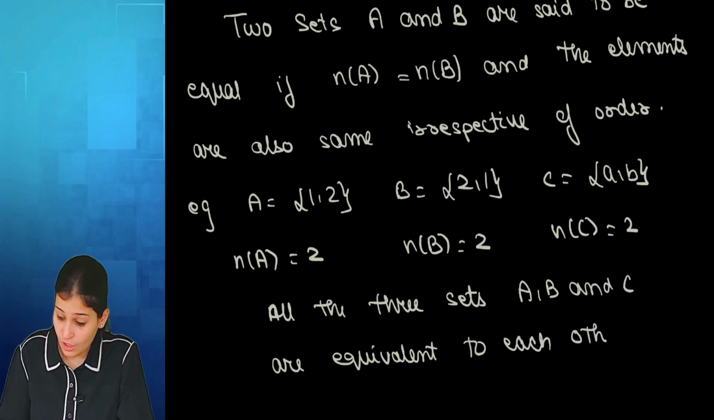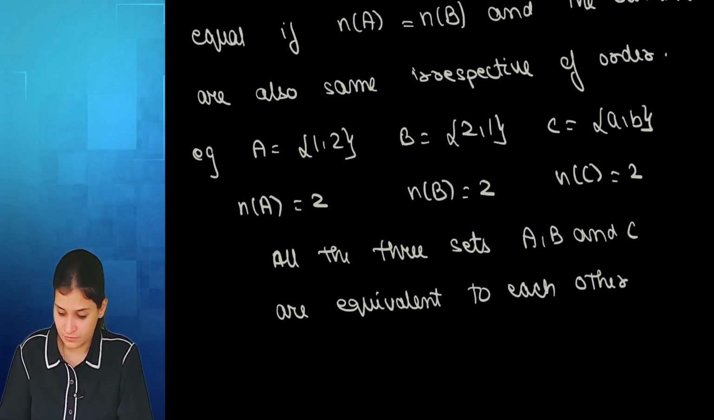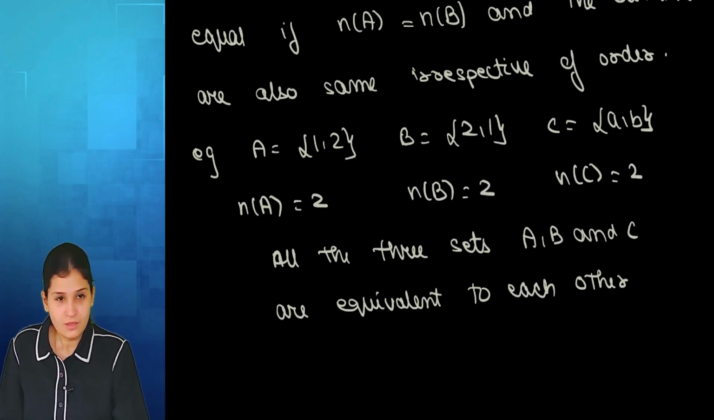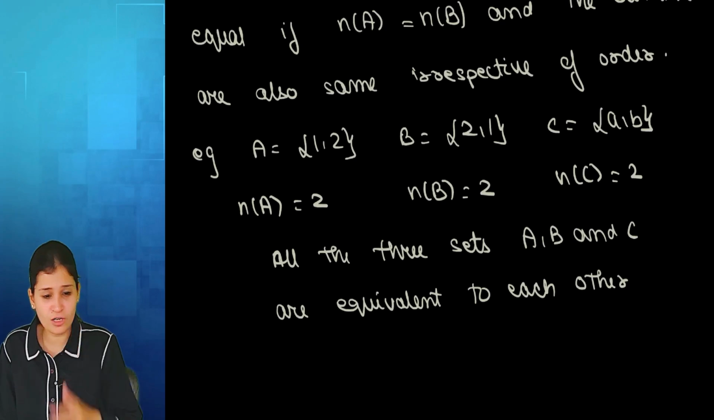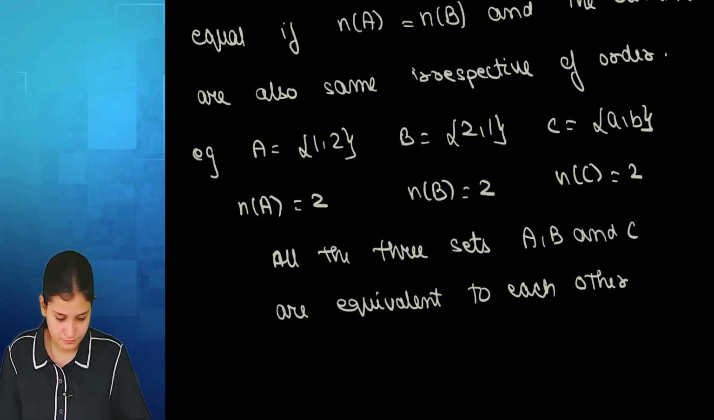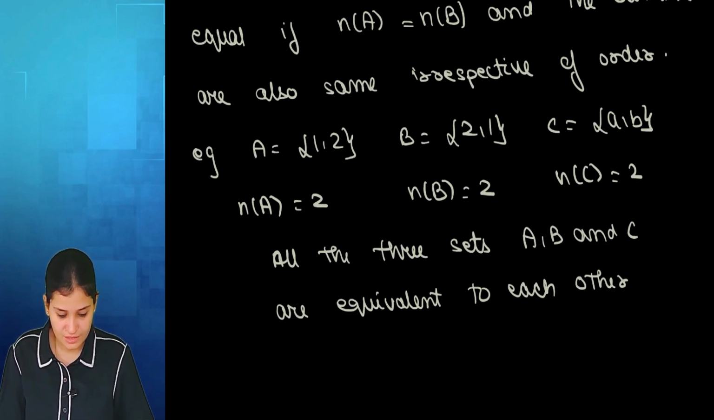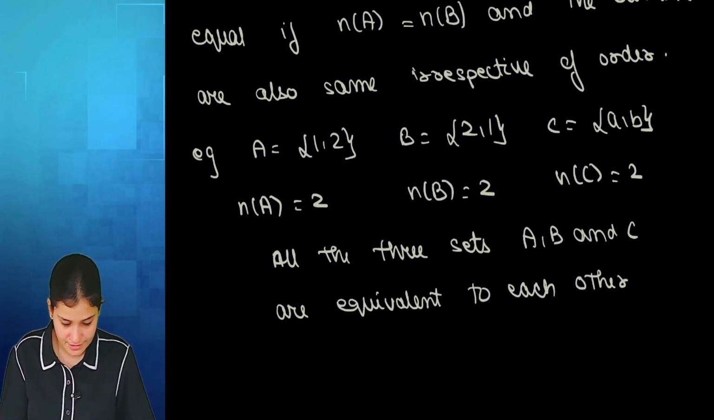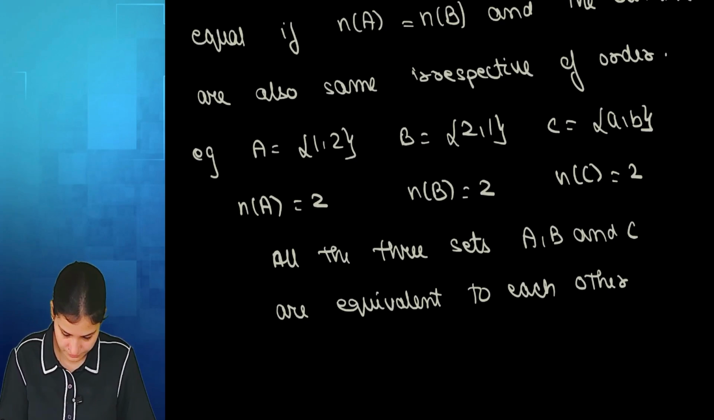But are all of them equal? No, ma'am. Which are the two sets that are equal? A and B. A equals B.